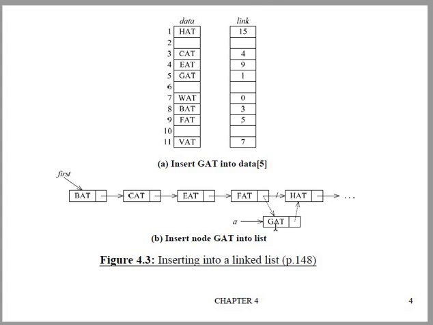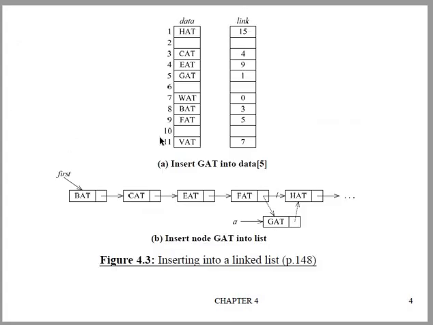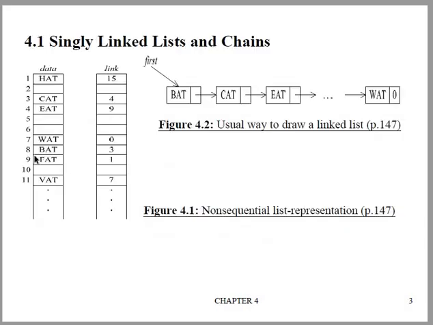So now we have to do a little alteration. Gat we are going to store in this statically allocated memory array. If you see, the fifth memory location is free, so in that location we will store gat. Previously, after fat, hat is there.